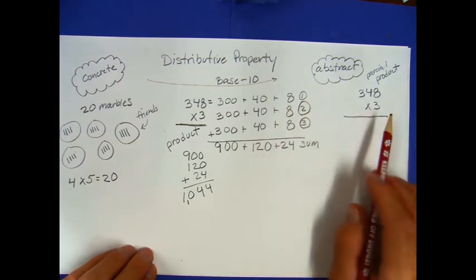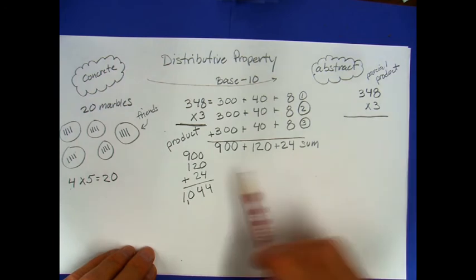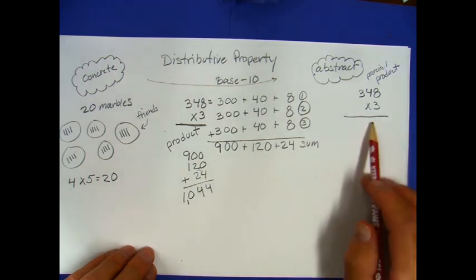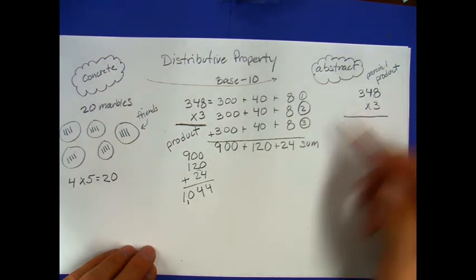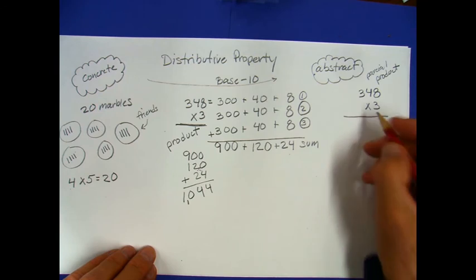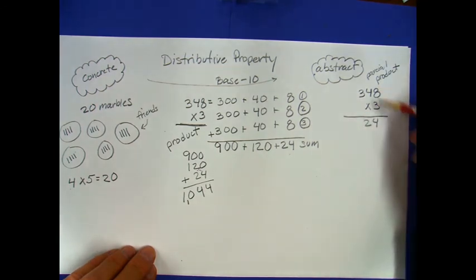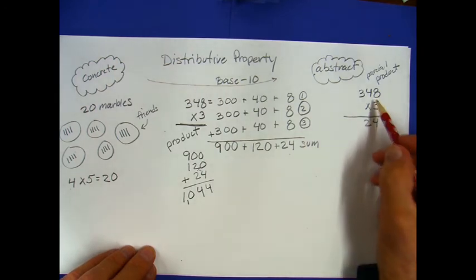We're going to not do that here, but watch how I get to this solution over on this side. I'm going to say 3 times 8. I already did 3 times 8 here. It's 24. I'm keeping everything lined up in my 1s and my 10s place. Now I'm going to go over my 10s place.